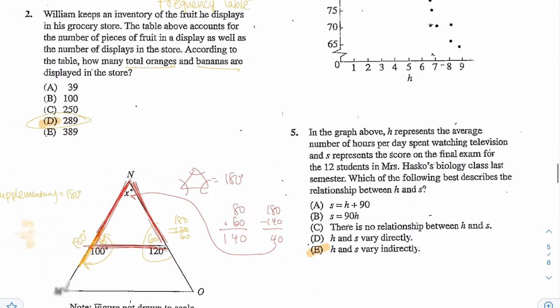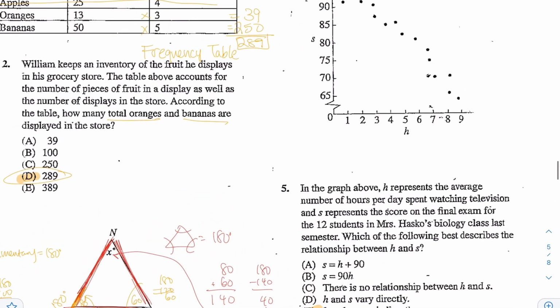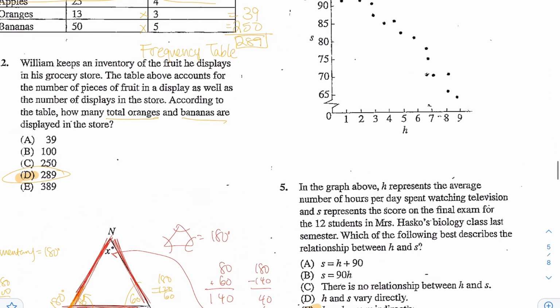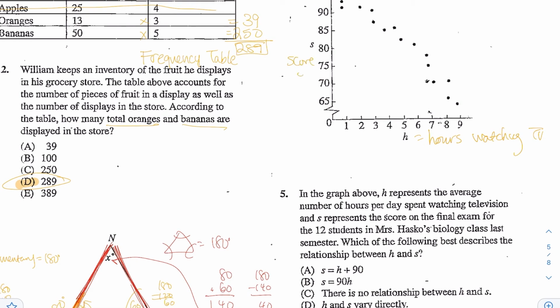All right, so here in the graph, in the graph above, H represents the average number of hours per day spent watching television, and S represents the score on the final exam for the 12 students in Mrs. Haskell's biology class last semester. Which of the following best describes the relationship between H and S? So H is the hours watching TV, and S is the score on the test.